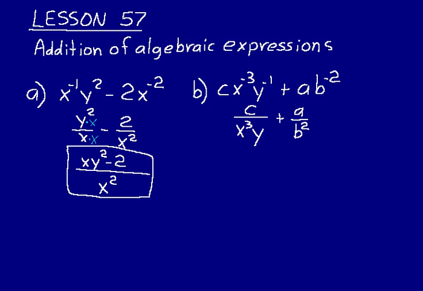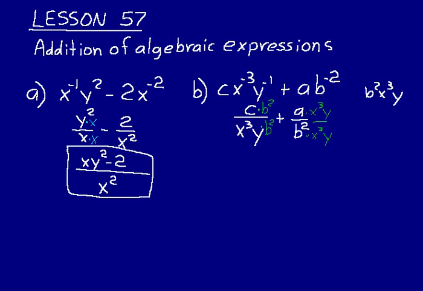Okay, now we need to get a common denominator, and we can go ahead and write that over to the side. That would be b squared x cubed y. That would be our common denominator. So let's go ahead and multiply the first term by b squared over b squared, and that would get us that denominator. And then the second term we need to multiply by x cubed y over x cubed y.